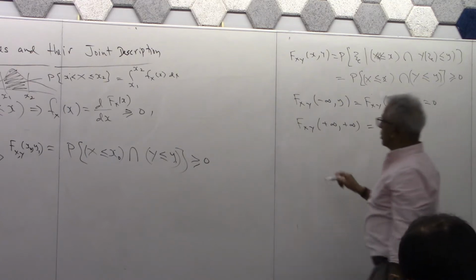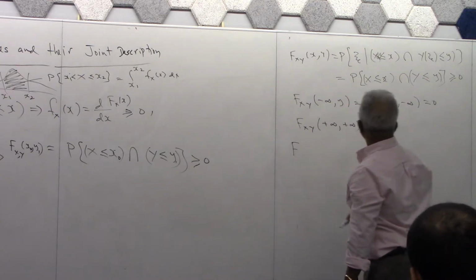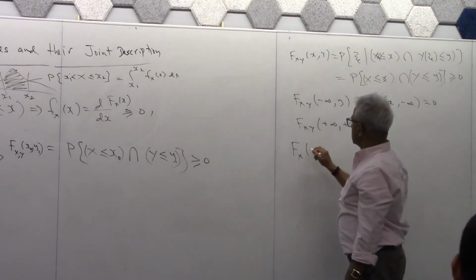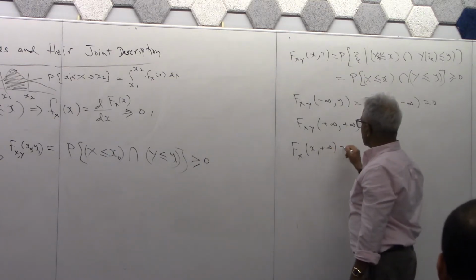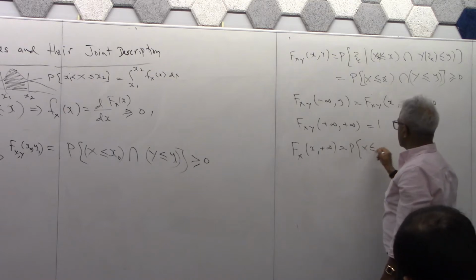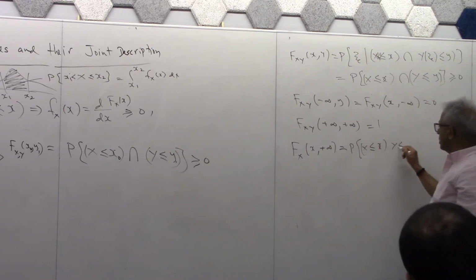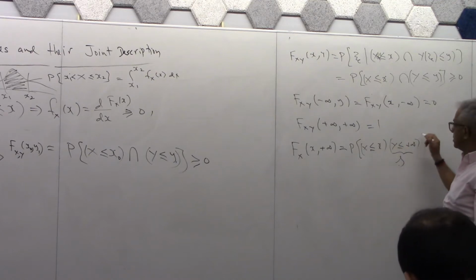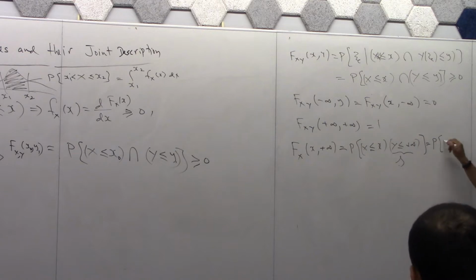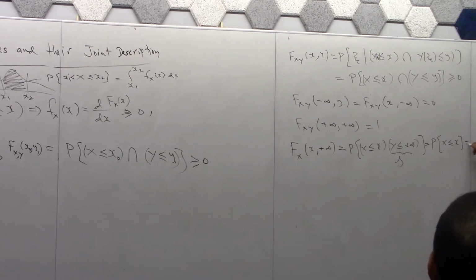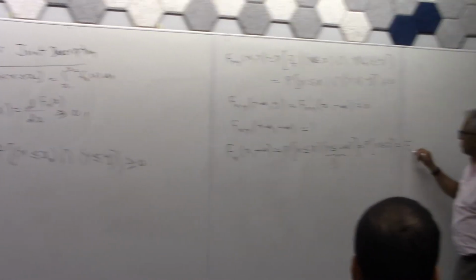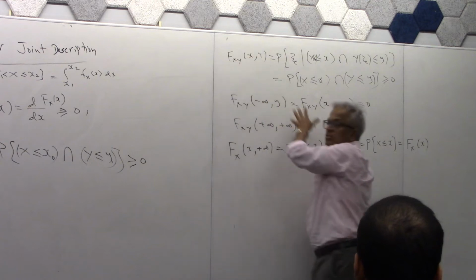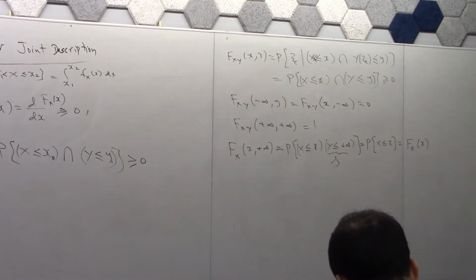Now let's put one of them to be plus infinity. Let's say this is x, plus infinity. So this is the probability of X less than or equal to x intersection with Y less than or equal to plus infinity. But this is the whole set, and any set intersection with the whole set is itself. So that's the probability of X less than or equal to x, and we call that the distribution function of X. So the interesting thing is this function has the distribution function of X inside it.